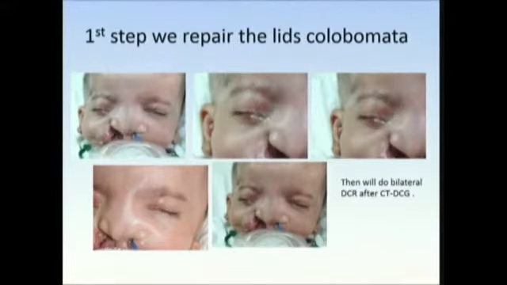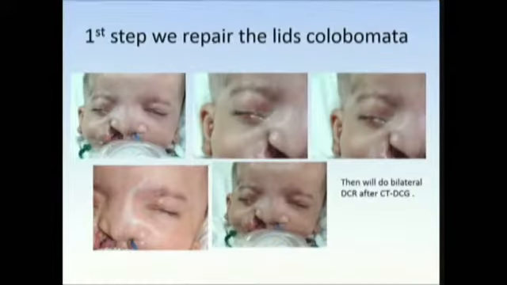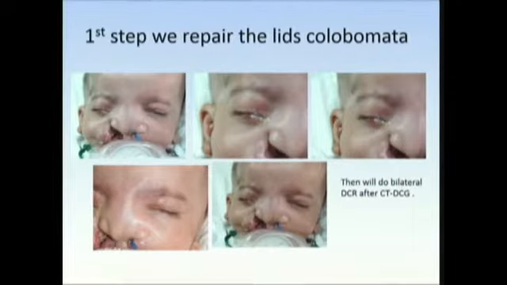This is a patient who was born with lid coloboma, and you can see that it was repaired, because the first thing you want to save in these children, even in the first week, is the cornea. So I repaired the lid coloboma on both sides, but I anticipate bilateral DCR due to the bilateral cleft that's high in level, and I know I will do a CT later on.